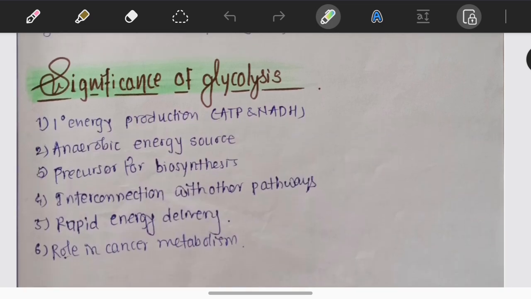Last subheading, the significance of glycolysis. Primary energy production of ATP and NADH, anaerobic energy source and precursor for biosynthesis, interconnection with other pathways like gluconeogenesis and HMP, rapid energy delivery, and role in cancer metabolism.